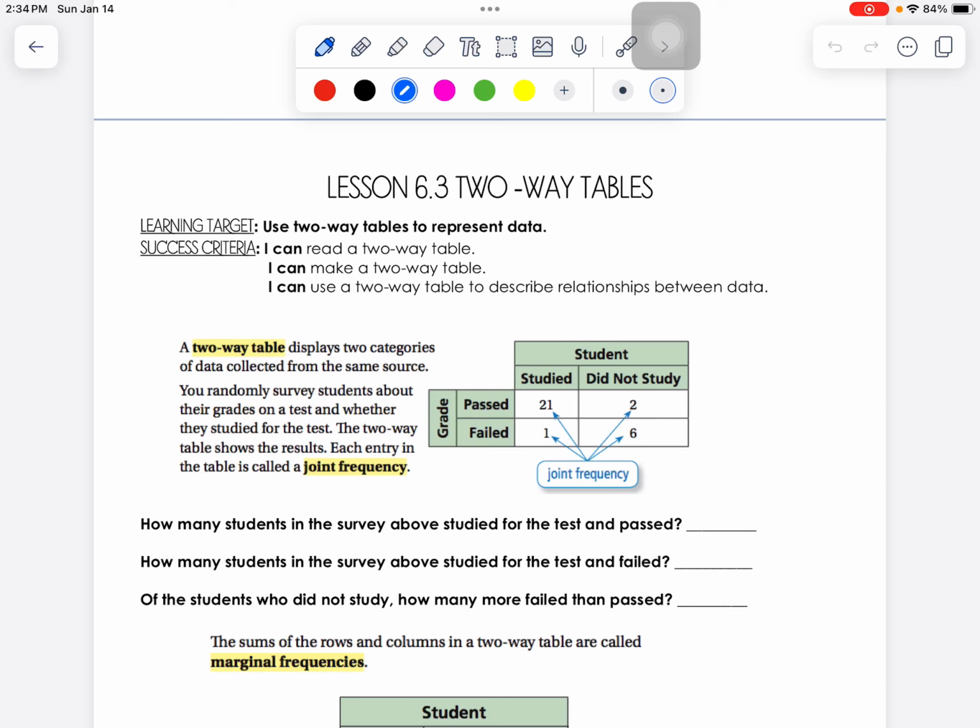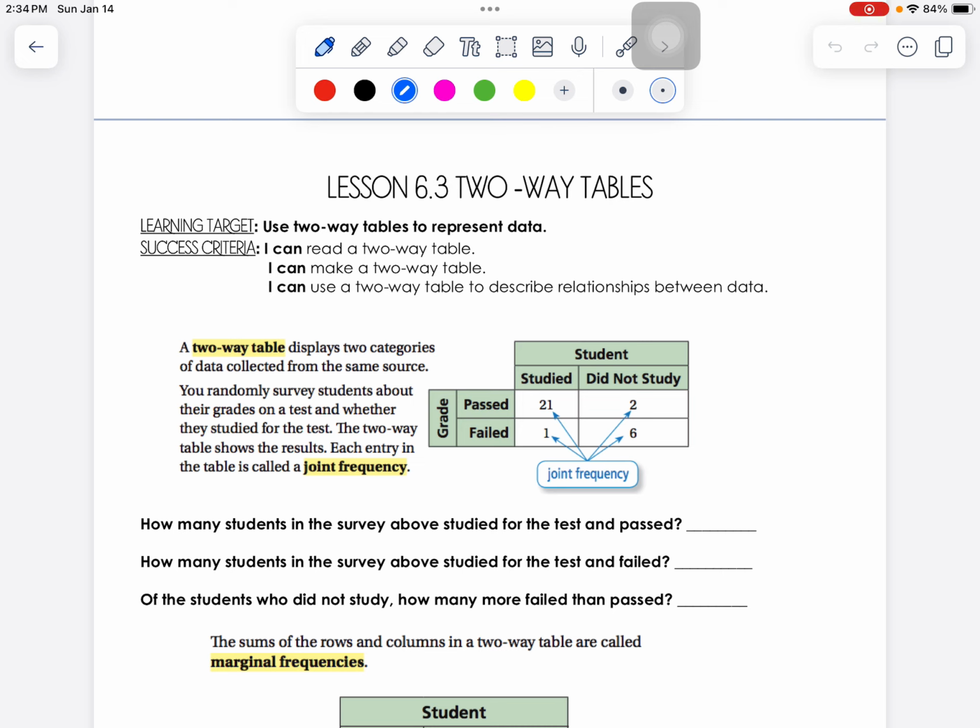All right, guys, today we are looking at lesson 6.3, two-way tables. A two-way table displays two categories of data collected from the same source. So here is a two-way table that is looking at whether students studied or not, and then based on that, if they passed or failed.